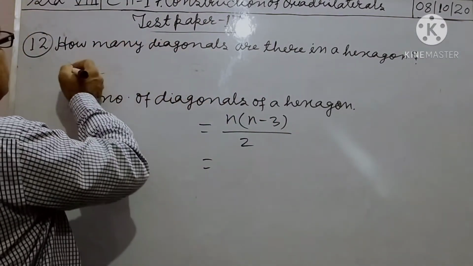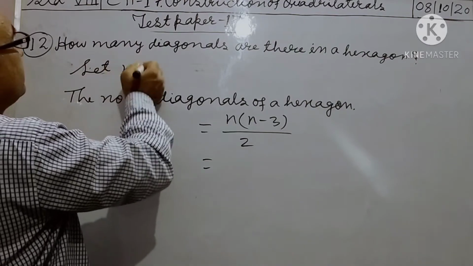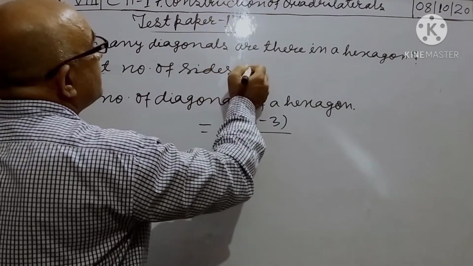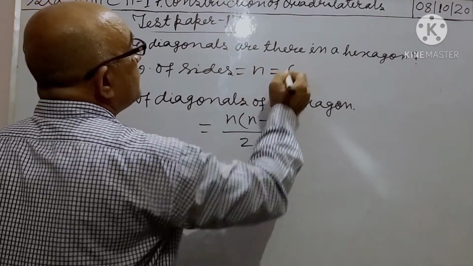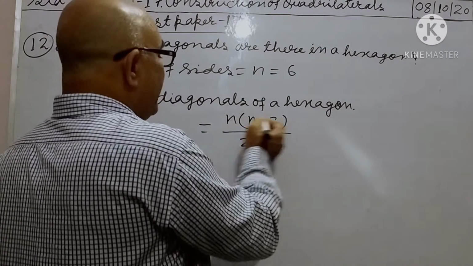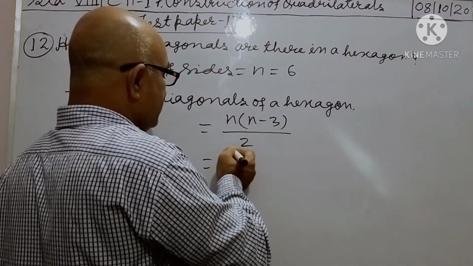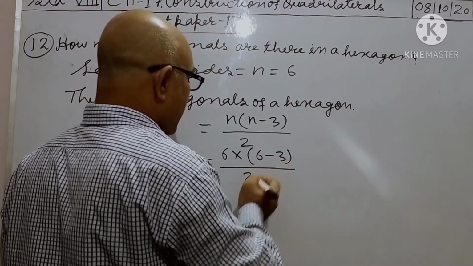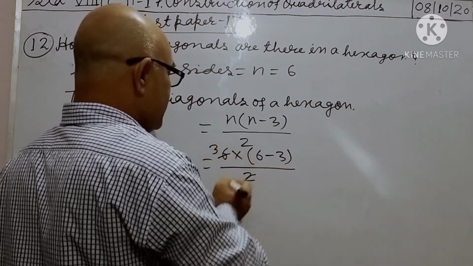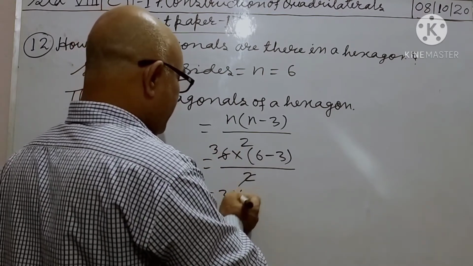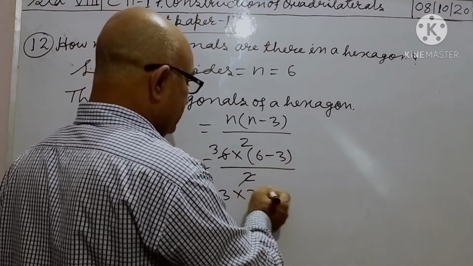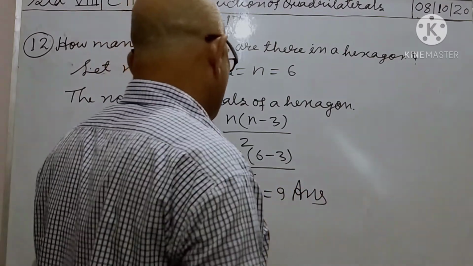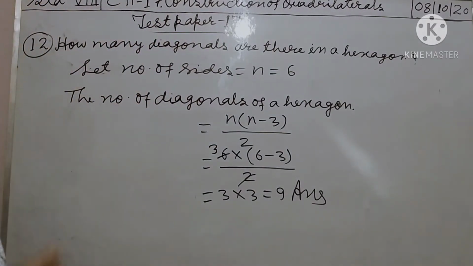Let the number of sides n equal 6. So n into n minus 3 by 2 is 6 into 6 minus 3 by 2. 2 threes are 6, equals 3 into 6 minus 3, equals 3 into 3, which is 9. So the number of diagonals equals 9. Students, understand and write it.